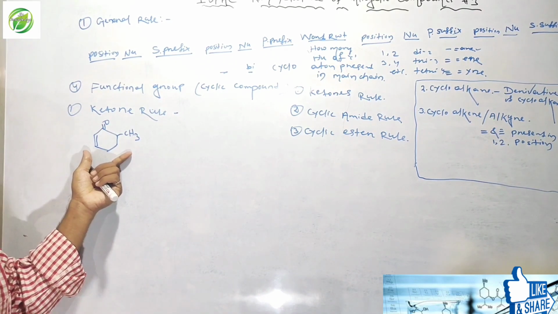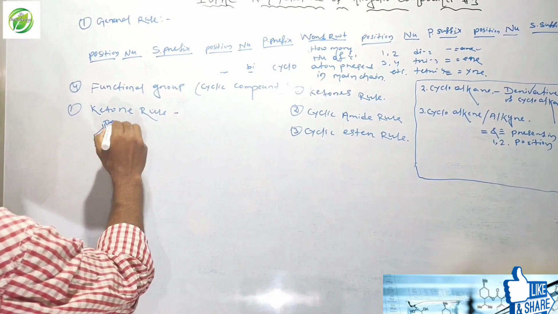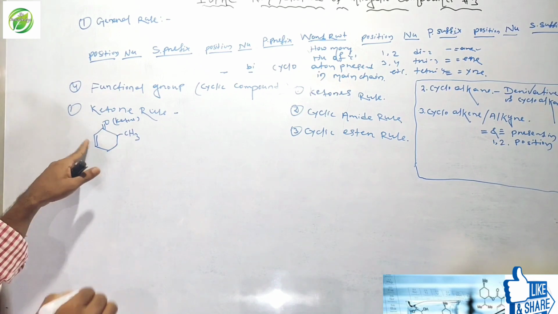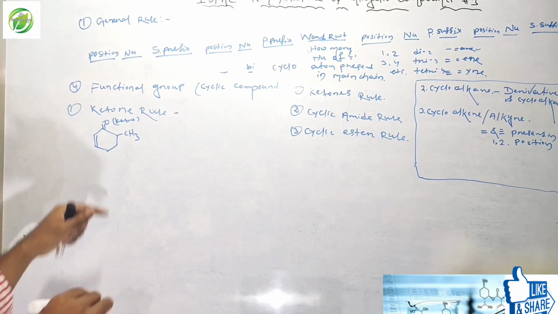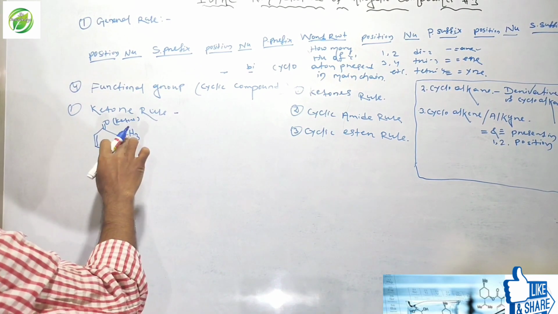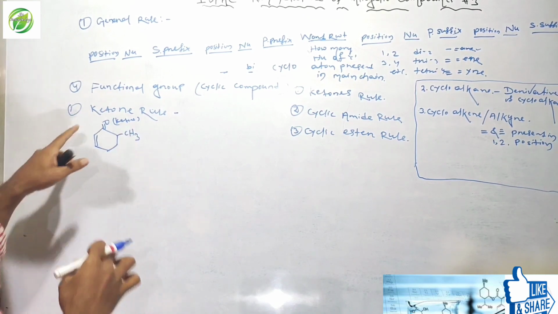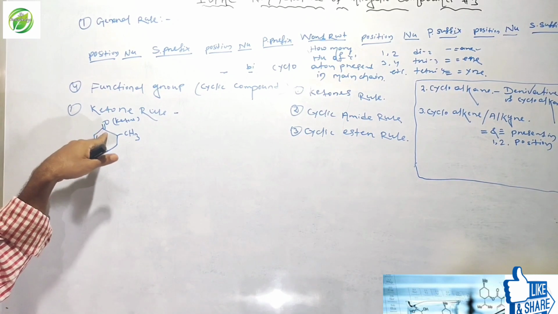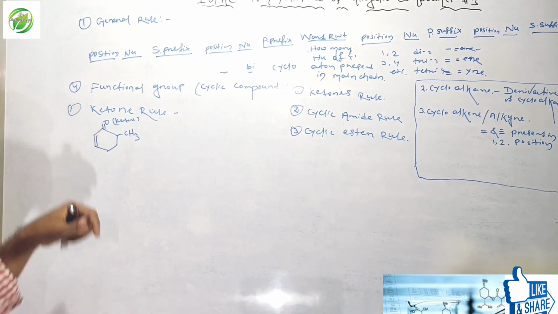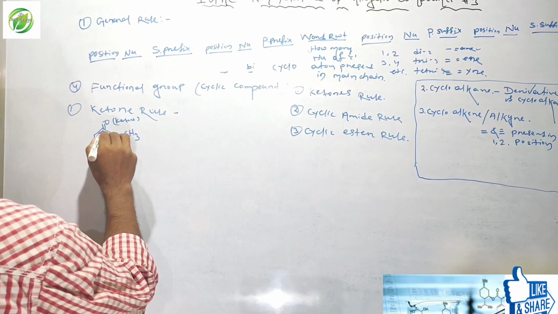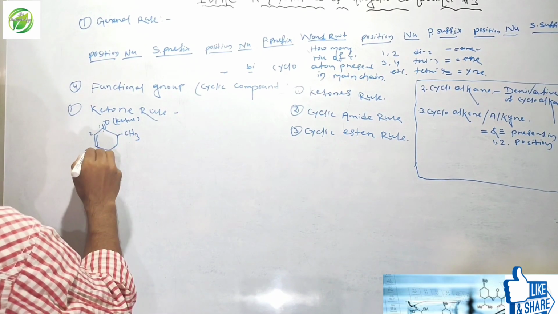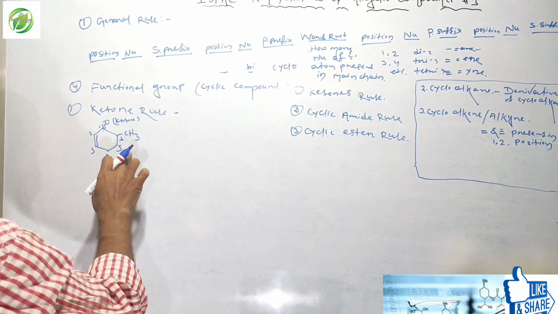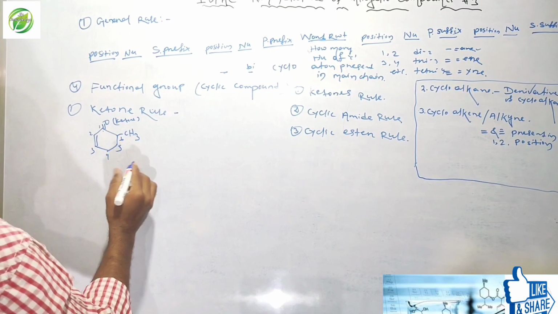Friends, in this case, this is our ketone group. This is methyl and this is a double bond. So the double bond has more priority than this methyl. The ketone rule suggests we always start numbering from the ketone side because the ketone is part of this cyclic ring. So this is our numbering. This is 1, 2, 4, 5 and 6.